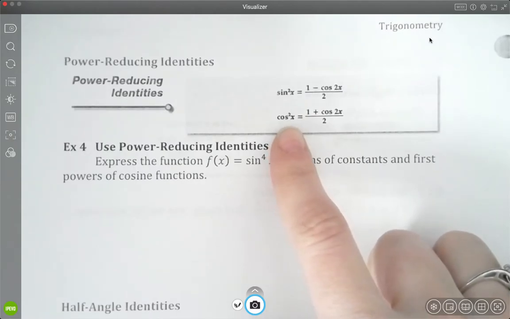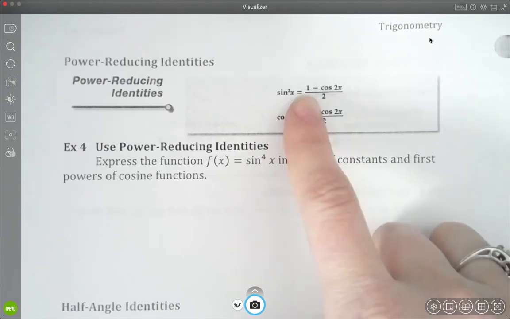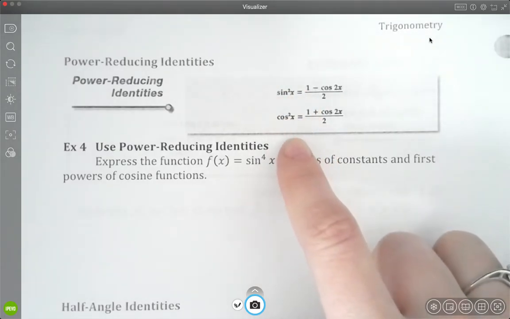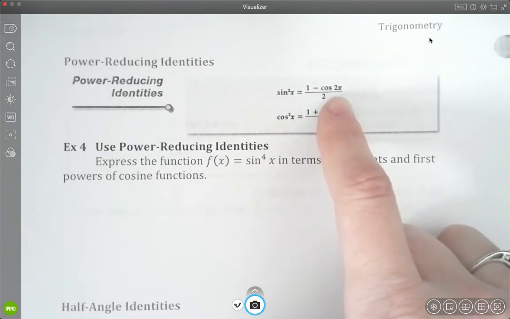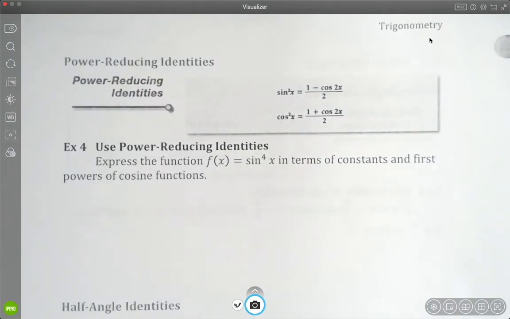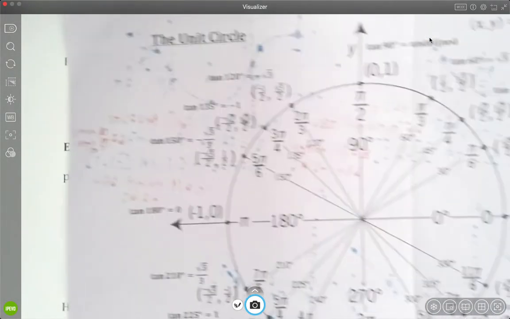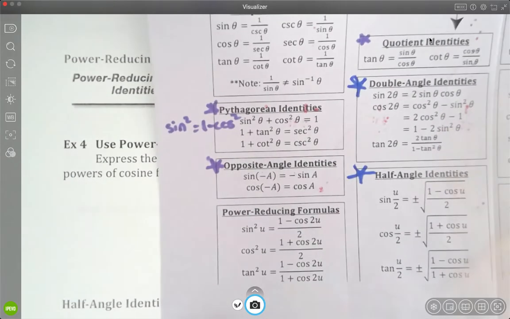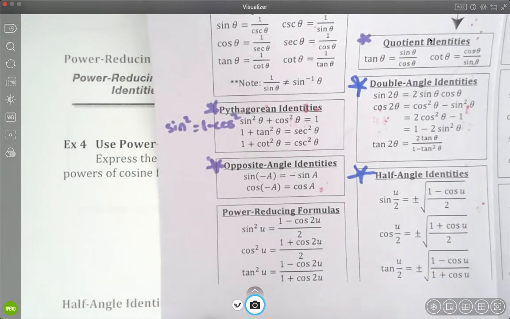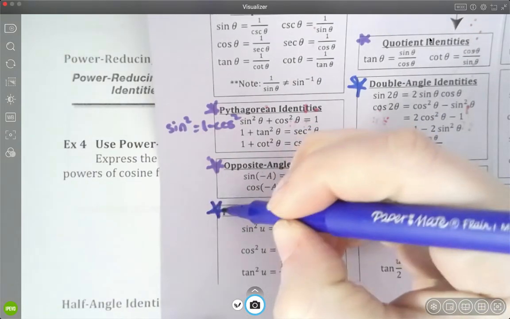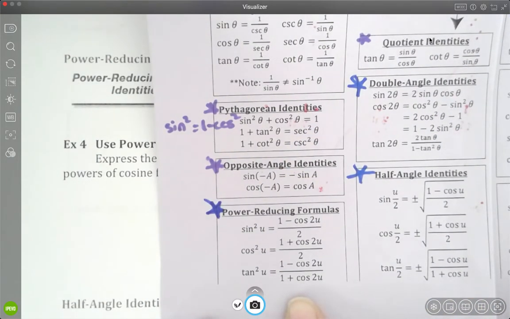What does it mean to reduce a power? Make it smaller, like sine squared and cosine squared. This is what they are equivalent to. These power reducing formulas are right here at the bottom. So maybe put a star by them so that you know where they are located. We now have these power reducing formulas, so you can refer back to this.